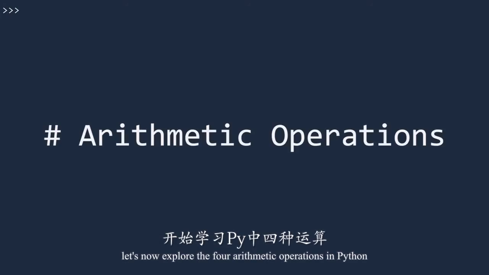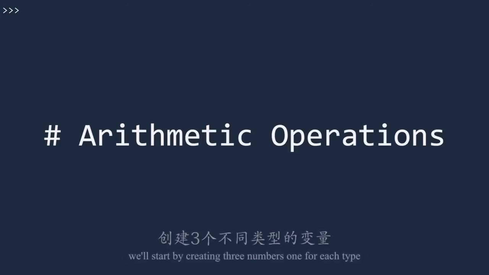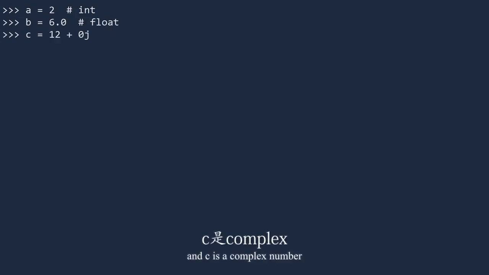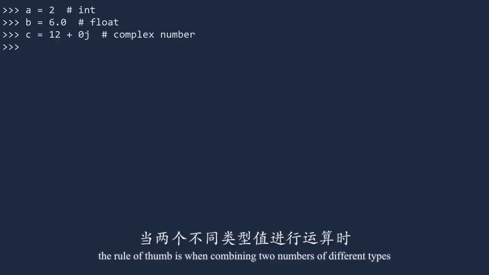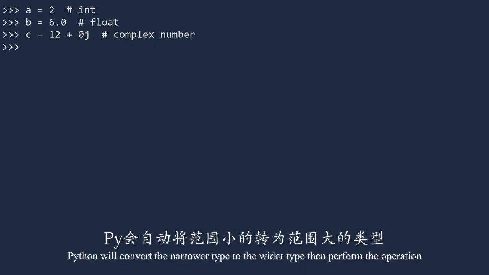Let's now explore the 4 arithmetic operations in Python. We'll start by creating 3 numbers, 1 for each type. A is an int, B is a float, and C is a complex number. The rule of thumb is when combining 2 numbers of different types, Python will convert the narrower type to the wider type, then perform the operation.